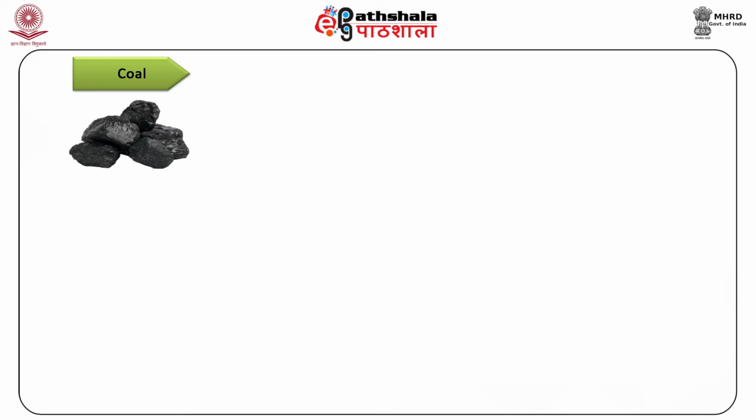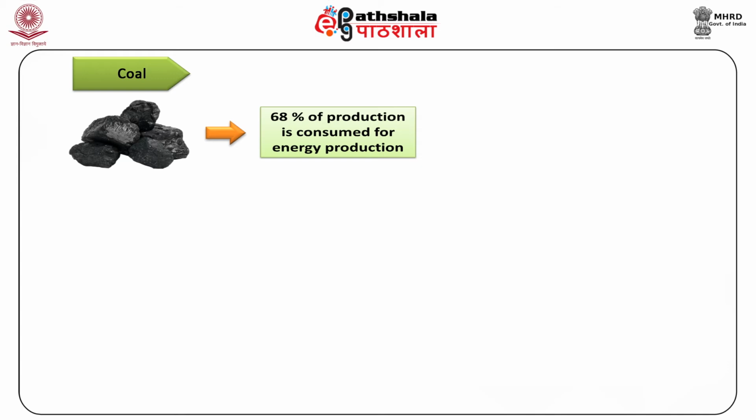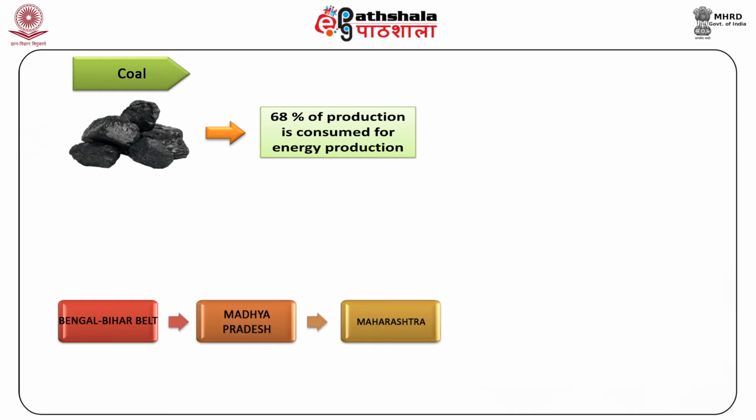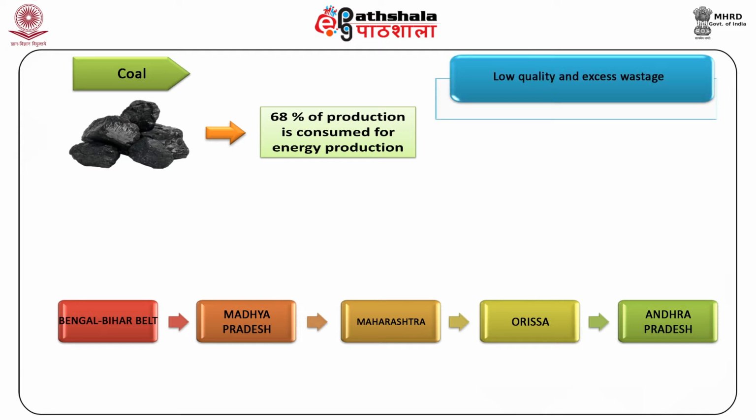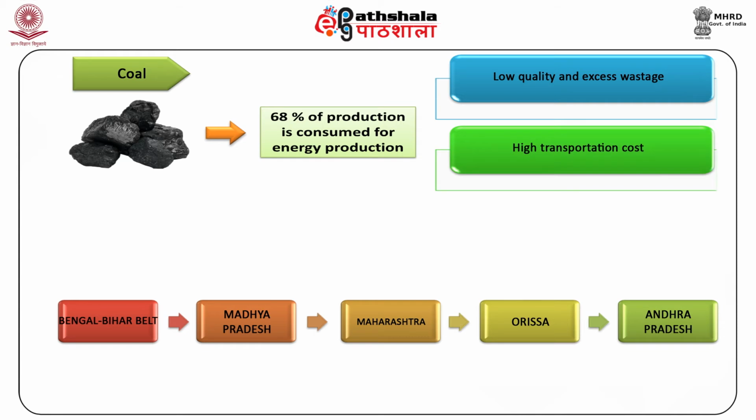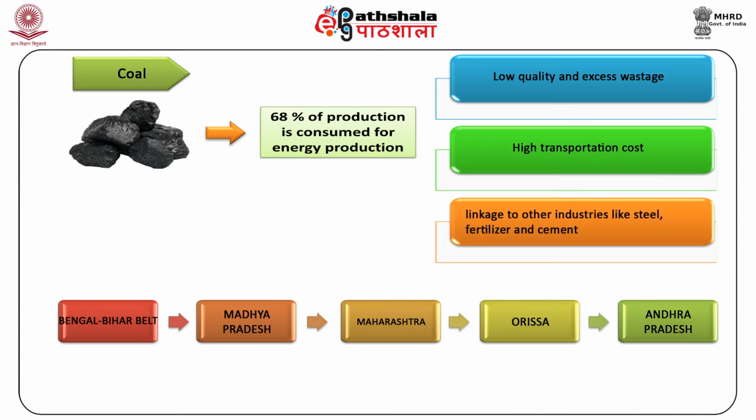Coal, the foremost source of energy, has 68% of its production consumed for energy production. With over 180 billion tons of reserves, the major production occurs in the Bengal-Bihar belt, followed by Madhya Pradesh, Maharashtra, Orissa, and Andhra Pradesh. Coal faces a critical policy analysis due to failure of mine allocation. Other issues include low quality and excess wastage, high transportation cost, and linkage to other industries like steel, fertilizer, and cement, making it all the more important.